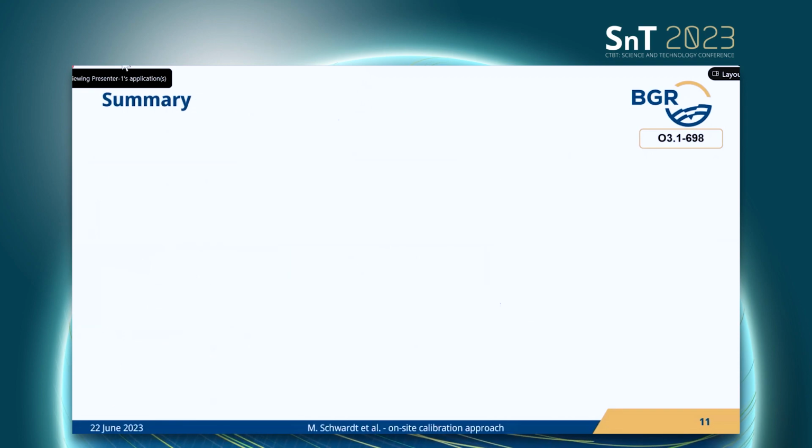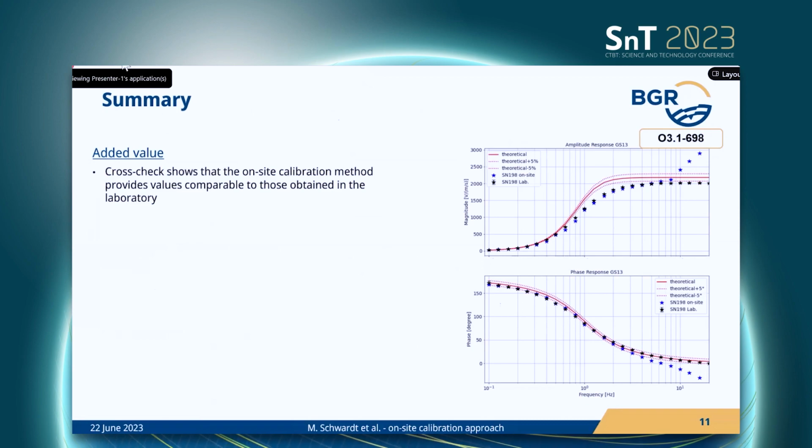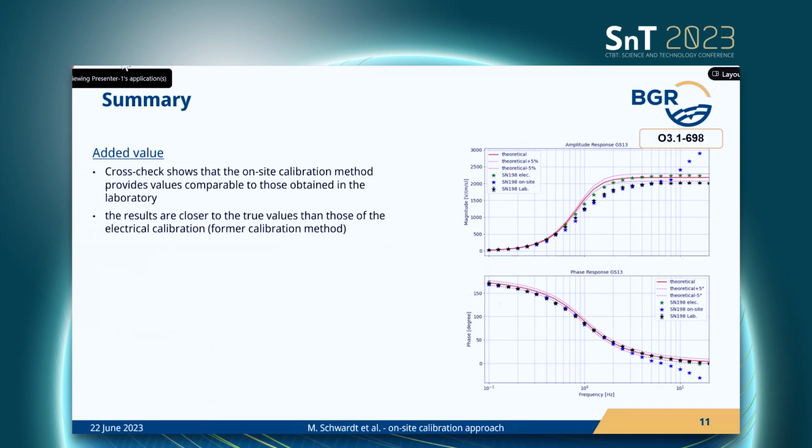To sum it all up, we have an added value through the on-site traceable calibration, especially if we compare that to the so-called electrical calibration, which is shown here in green, because the on-site calibration values are much closer to the laboratory values than the electrically obtained values, especially for the amplitude response.